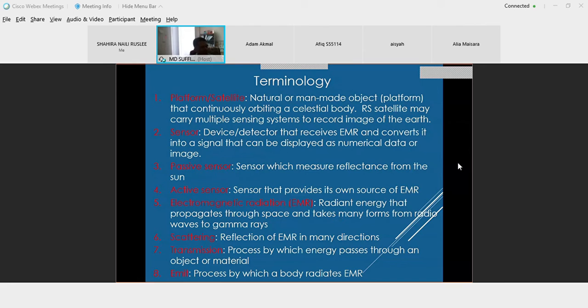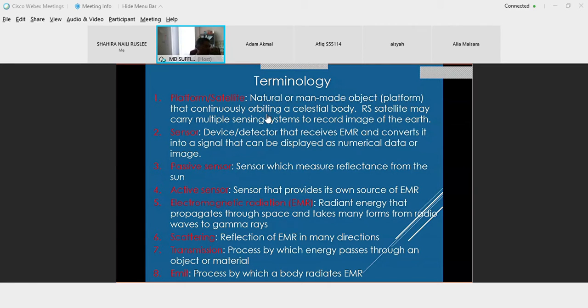Dia ada 3 proses yang utama. Kita ada scattering. Kita ada transmission, that means the light can pass through the object or material, the attenuation of light, tanpa ada perubahan kepada magnitude dan juga intensity cahaya. And then dia ada satu lagi adalah absorption, so material or object absorb light, and the light energy will be converted into thermal energy or chemical energy.